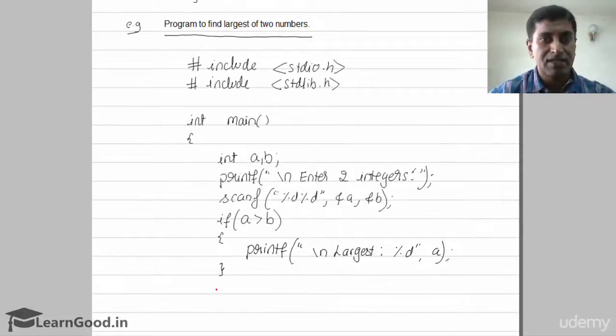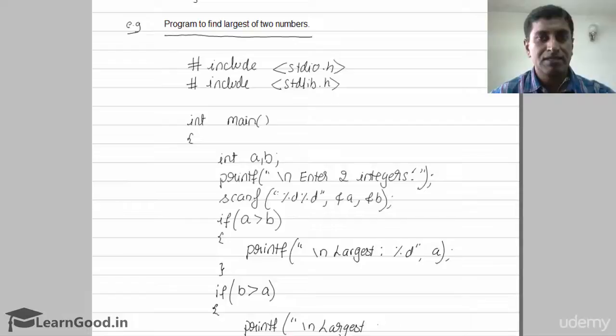So then I can check one more condition, that is, if b is greater than a. Check the condition here. If b is greater than a, then you display b as largest by giving printf "largest is equal to %d", that is, display the b value. Okay, and then close this, and then close this.